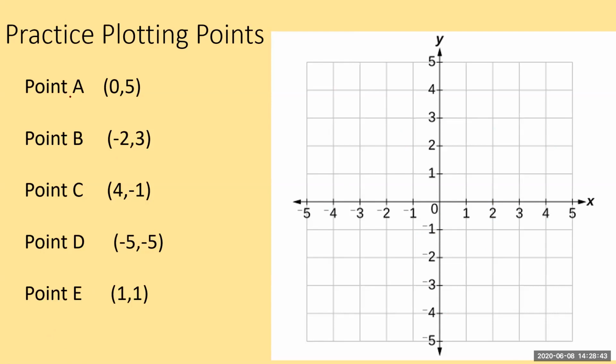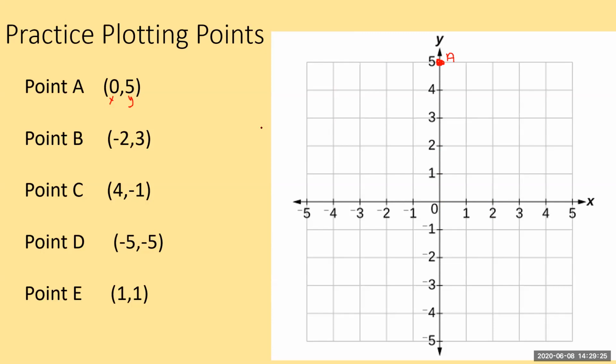All right, so let's start here with point A. Point A is at (0, 5). So I know 0 is my x coordinate, and I know 5 is my y coordinate. So I'm going to go to 0 on the x-axis, and then I'm going to go up to 5 on the y-axis. So the point (0, 5) is going to be right here. This is point A. Oftentimes when we are talking about points on the coordinate plane, they'll be labeled just like this, where they're given a capital letter as a name.